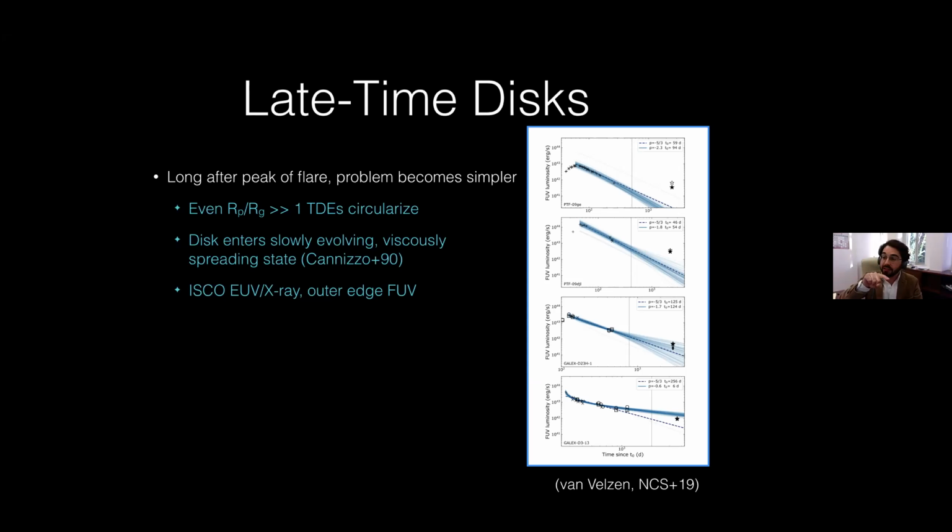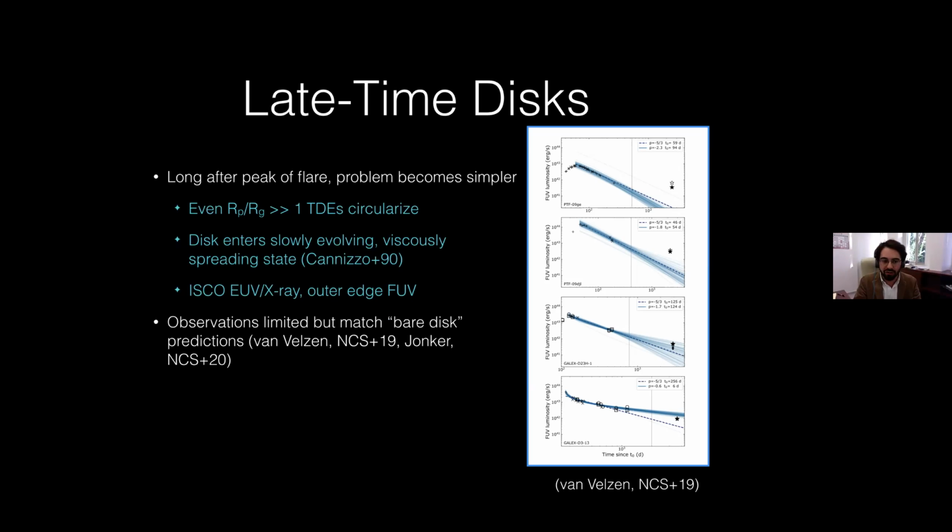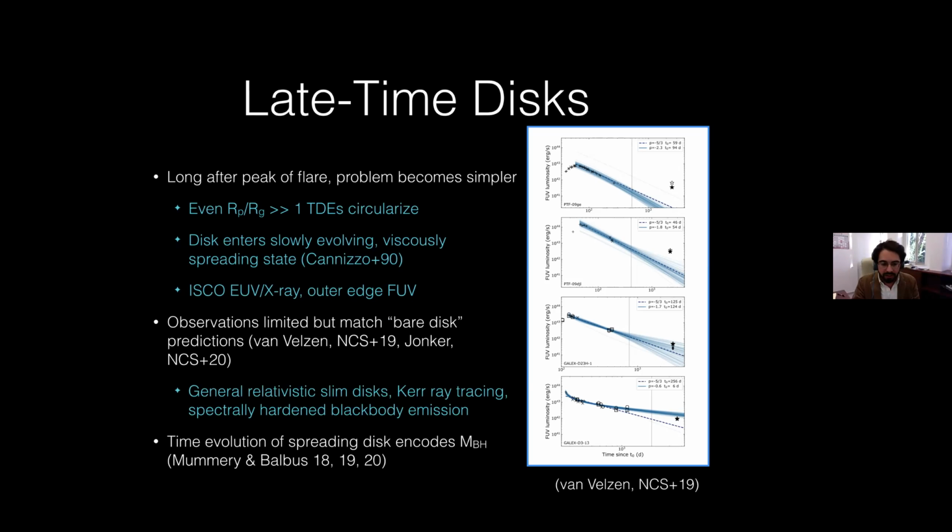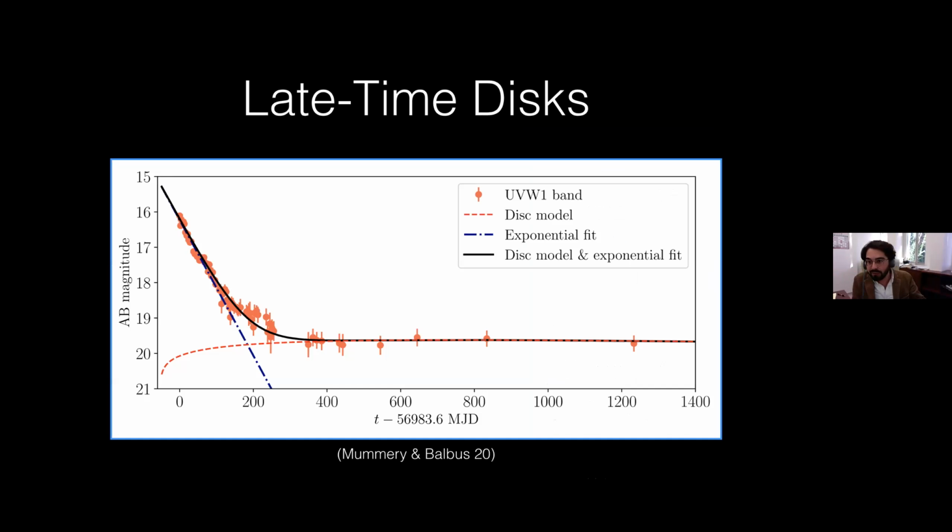And here you can see that you have this complicated early time light curve with a rise and a fall. But in many TDEs, this light curve flattens out once you start talking about timescales that are 5 to 10 years after the peak of the flare. And that indicates a transition to this slowly evolving, viscously spreading accretion disk. There's been a lot of great work done in the last couple of years by Andrew Mummery and Steve Balbus to try and turn these late time observations into constraints on the black hole mass. You can see an example of that here.